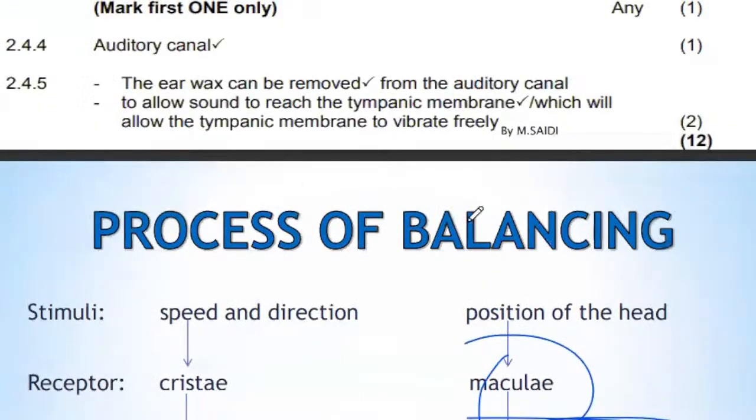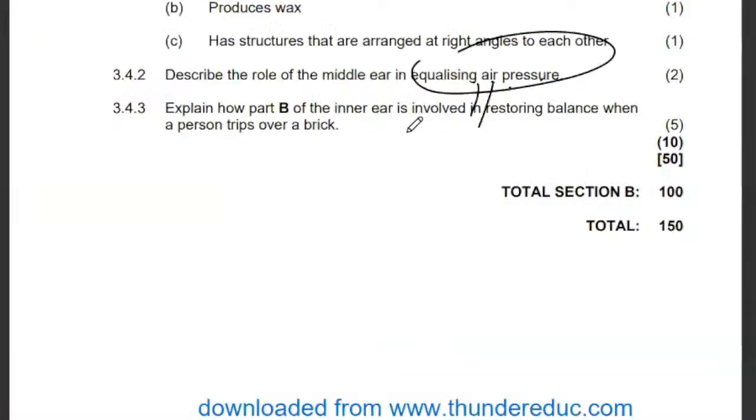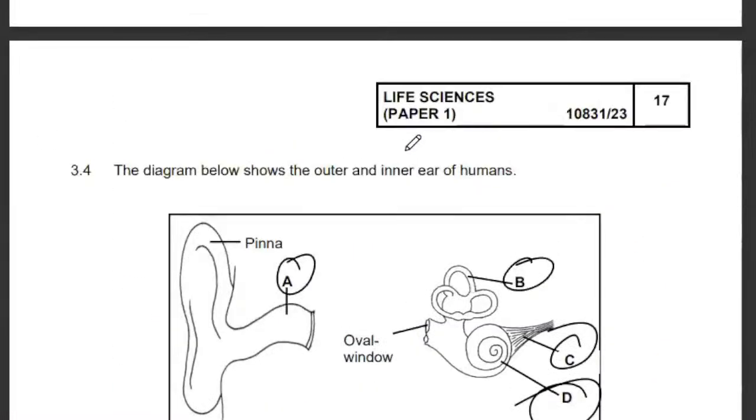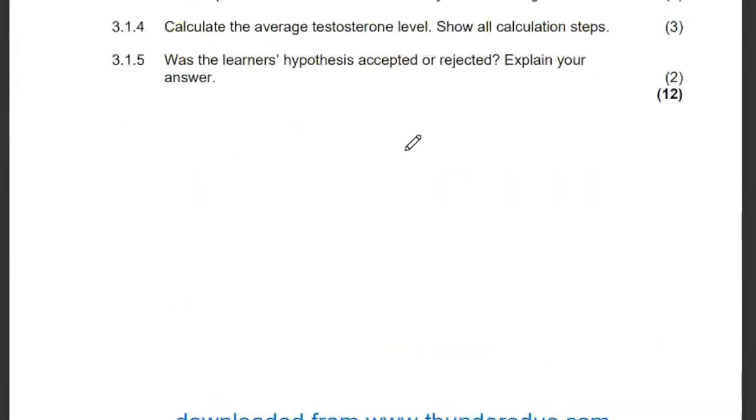So basically, you have to explain the process of balance, but you link it to this question. That's why, I think those who used the distinction material, you got a distinction.